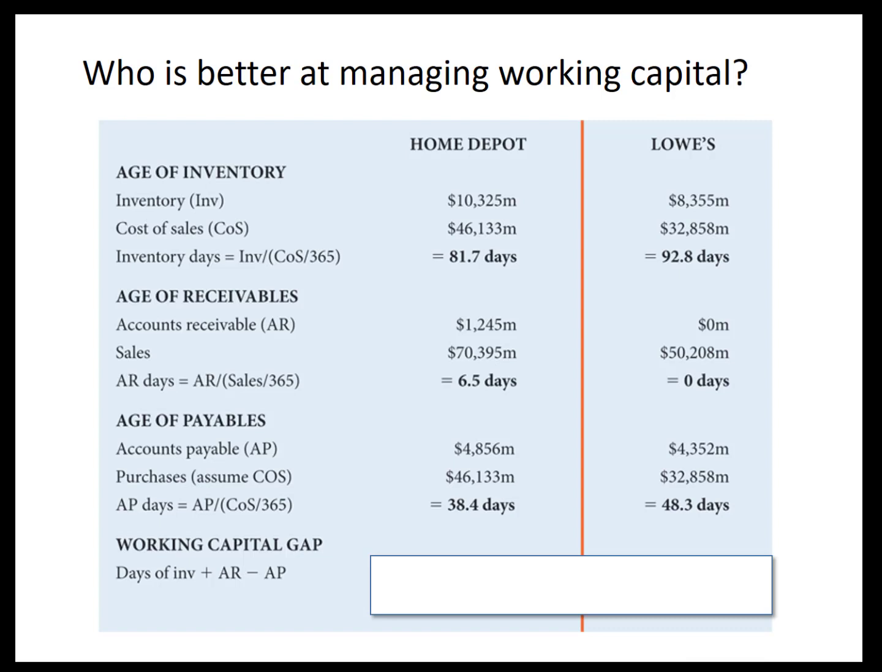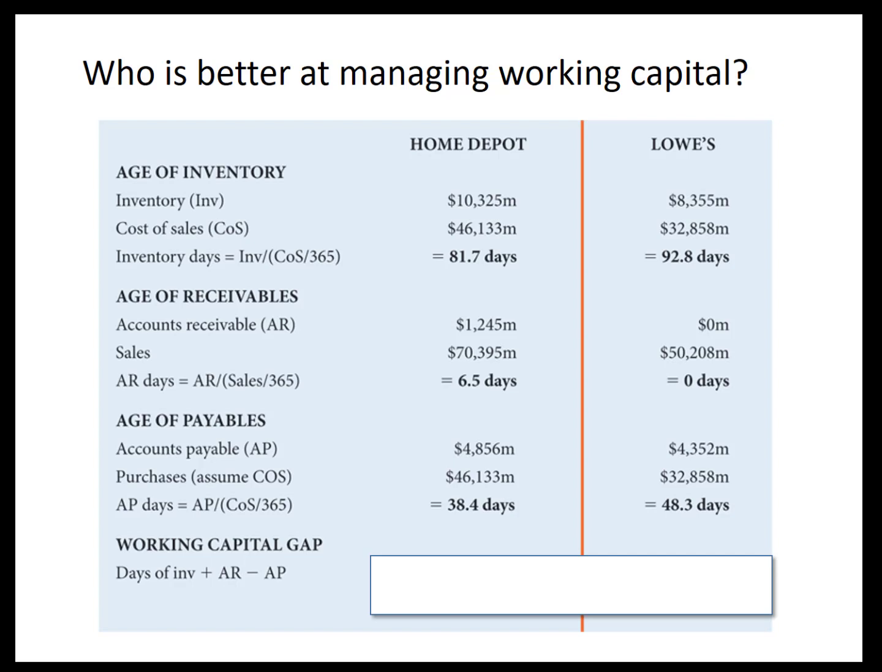Okay, so final example, let's look at Home Depot versus Lowe's and ask ourselves, who is better at managing their working capital? Looking at days of inventory, we see that Home Depot has around 81.7 days, whereas Lowe's has 92.8. Home Depot has less inventory in their stores. When it comes to receivables, we see that Home Depot collects in about 6.5 days, and Lowe's actually does not offer any credit, so its days of accounts receivable are 0. When it comes to paying their suppliers, Home Depot takes about 38.4 days, and Lowe's takes about 48.3.